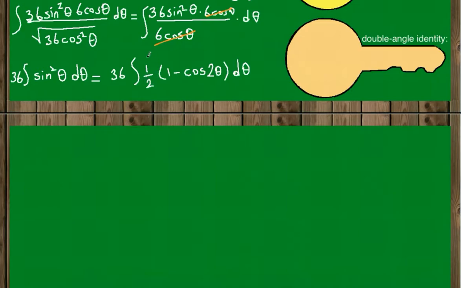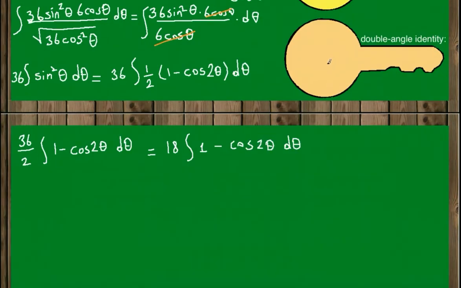Here we can take 1/2 to the front, so 36 over 2 times the integral of 1 minus cosine of 2 theta d theta. And if we simplify, it's going to be 18 times the integral of 1 minus cosine of 2 theta. Now we can take the antiderivative of each expression here.